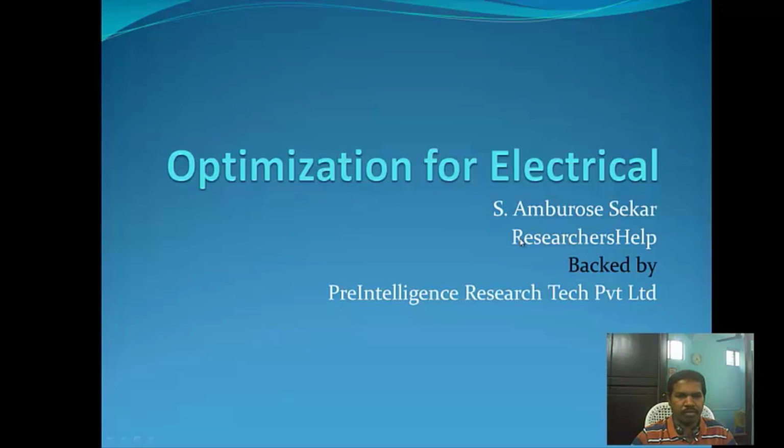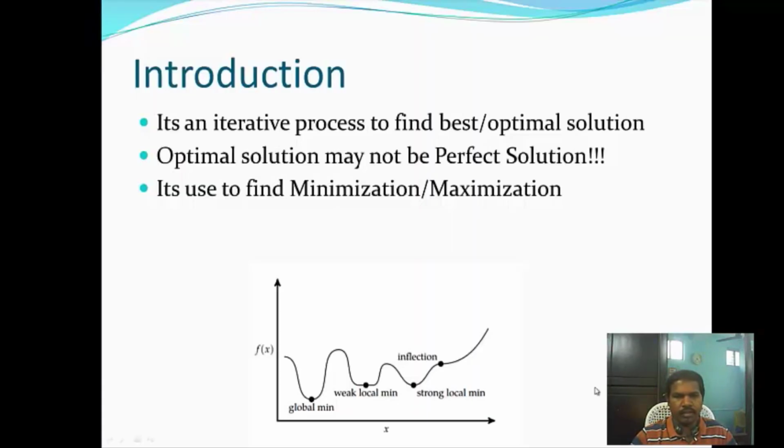So first section is, we need to show what the optimization process is. The optimization process is an iterative process to find the best or optimal solution. Look at this x and y axis: this is the x value and this is the f of x value. This point is the overall minimum value, so it's called the global minimum. Where many instances of x value are stable, it's called a weak local minimum, and it's also a local minimum. We need to identify this global minimum.